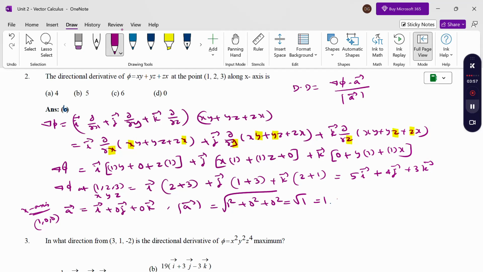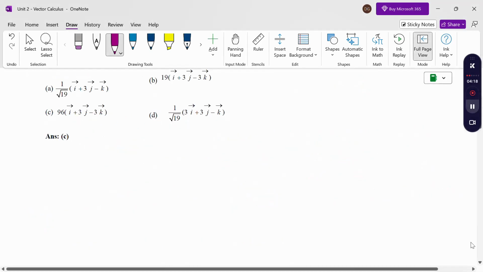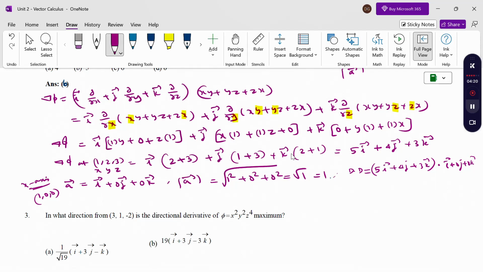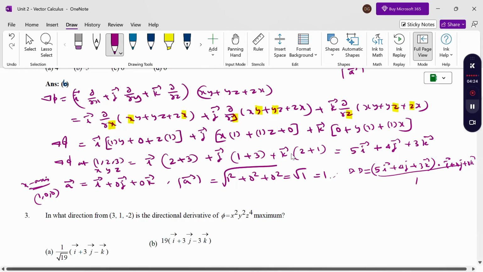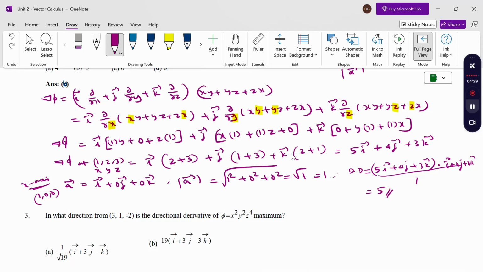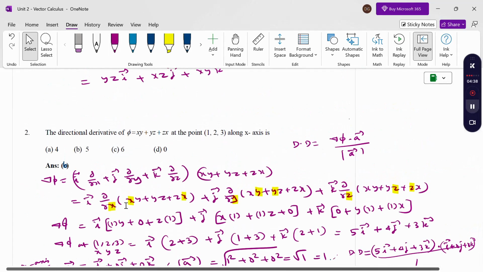So the directional derivative is nothing but del phi dot a vector by modulus. Del phi is 5i plus 4j plus 3k, dot a vector, i vector plus 0 j vector plus 0 k vector, and then by 1. Therefore i dot i is 1, other values 0, so the directional derivative: 5, i dot i 1, j dot 0, k dot 0, every other term 0, only i dot i gives 5. So the option is 5, which is the B option.